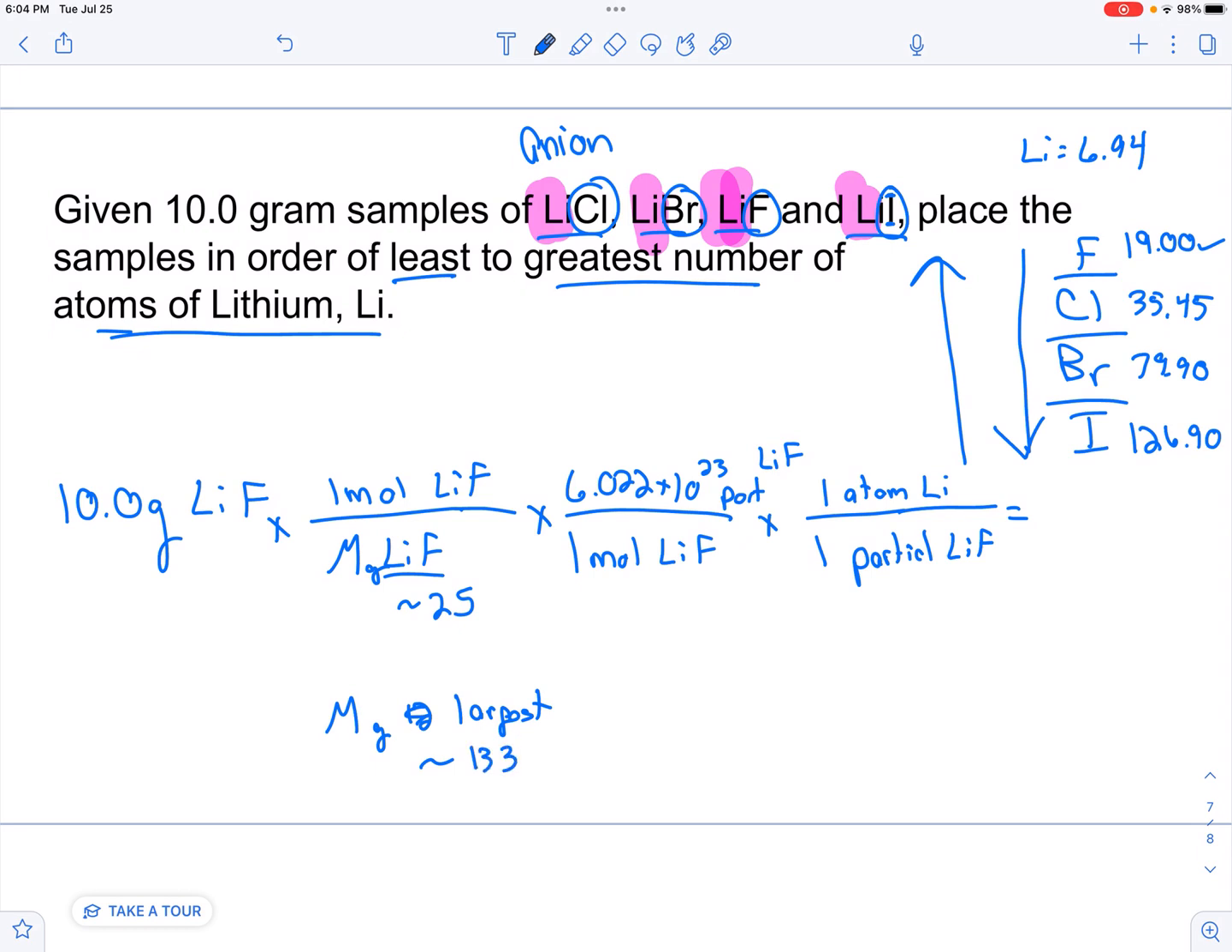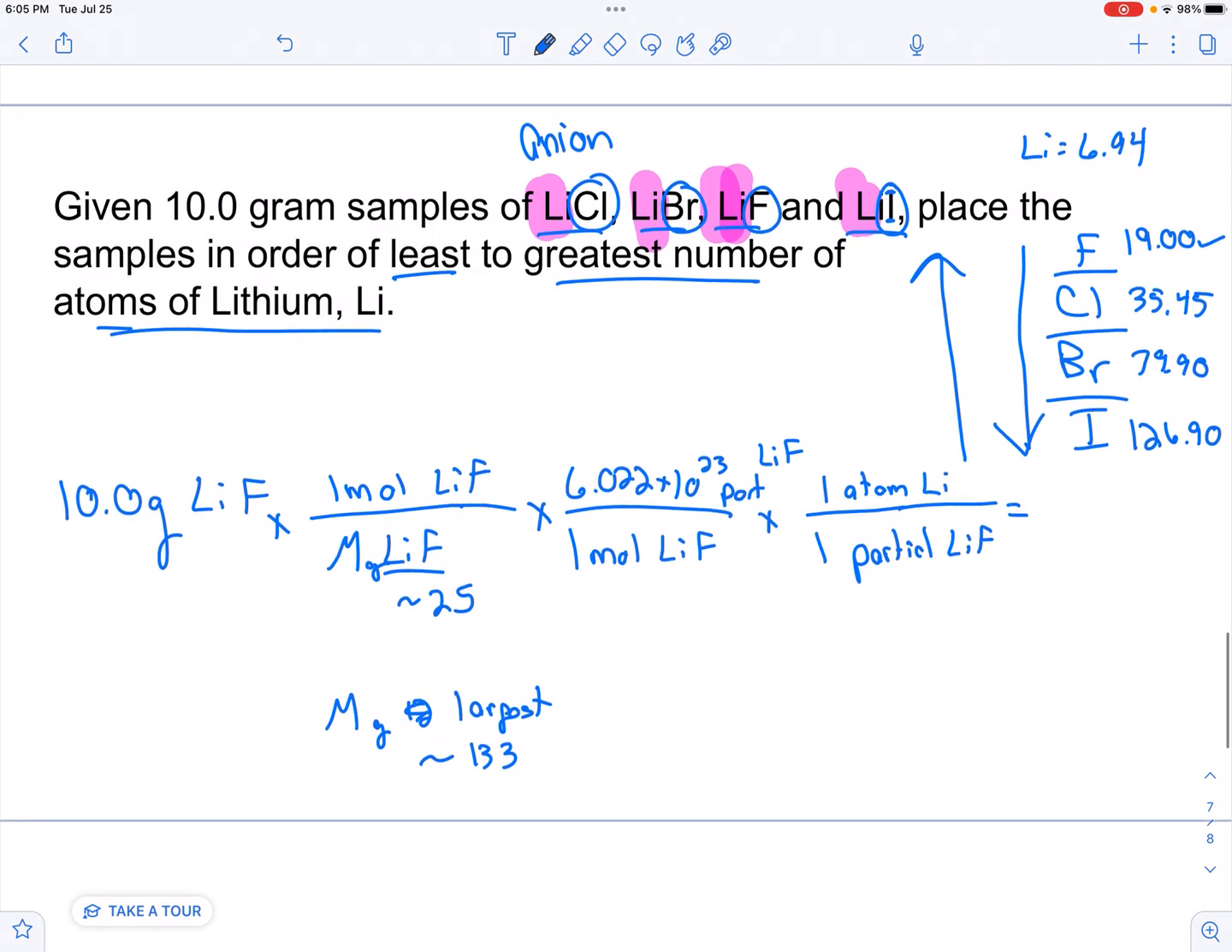It doesn't even matter. I'm trying to figure out which one is going to give me the largest answer and which one is going to be the smallest answer. 10 divided by 25 versus 10 divided by 133. The one that is going to give me the largest answer is this one, and the one that gives me the smallest answer is going to be the largest mass. If you want to, go ahead and plug all the numbers in, but then come back and think about that number reasoning. You can definitely put all the numbers in, but that's also going to slow you down. But there's no problem with that.